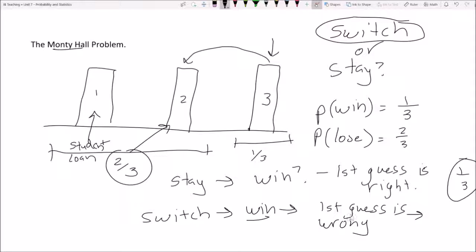And the probability of your first guess being wrong, well, we had a student loan behind one door, and we had hard labor behind another, so that's 2 out of 3. That's another reason why you must switch. So what have we learned today? The lottery is not a winning proposition. And if you ever get on a game show like this, you must switch because it actually doubles your chances of winning, believe it or not.